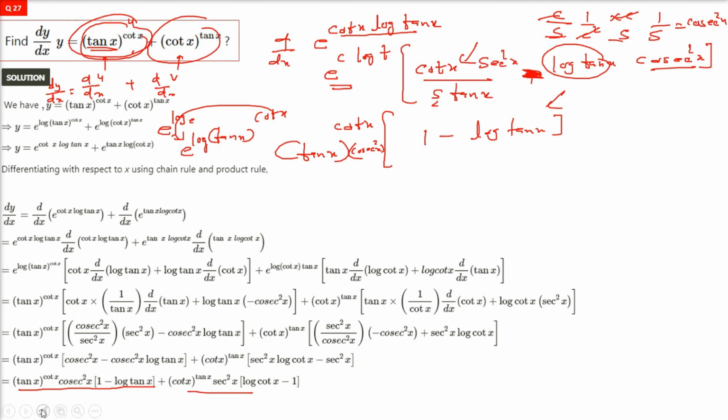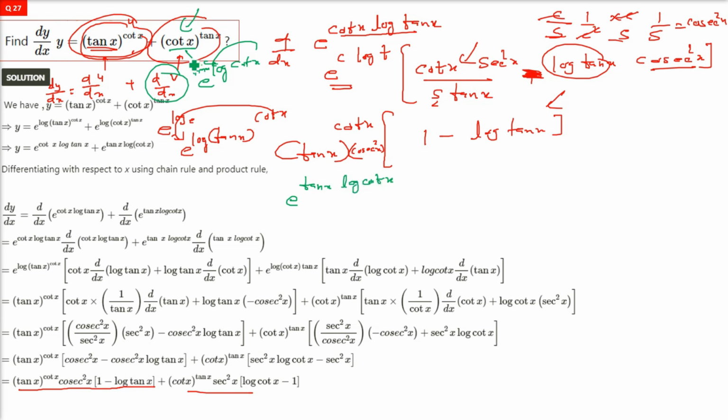Alright, I'll do it with a different color so that you understand. We have to do cot x to the power 10x and you have to add it. So this e to the power log, just write this one, cot x to the power 10x, and 10x will come in front. So it will be e to the power 10x log cot x. So differentiation of this will be this only, e to the power anything will be e to the power that thing only.